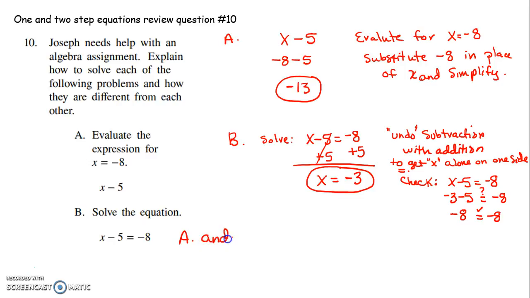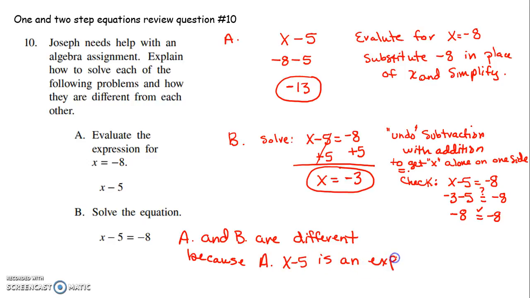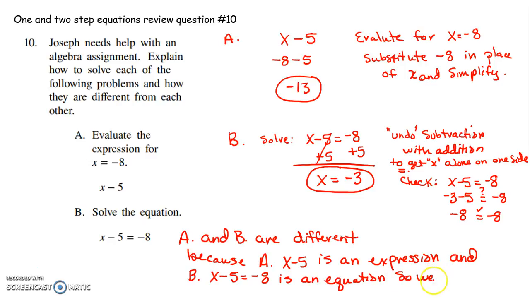A and B are different because A, which was x minus 5, is an expression, and B, which was x minus 5 equals negative 8, is an equation. So we solve A and B differently.